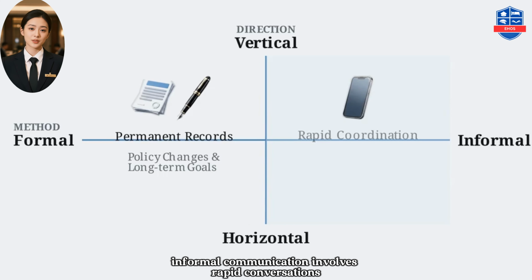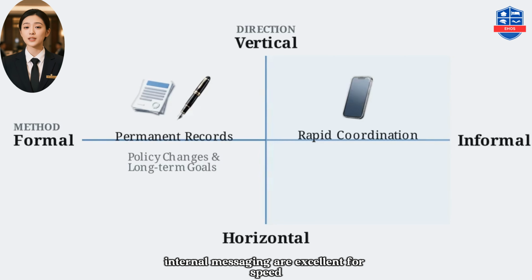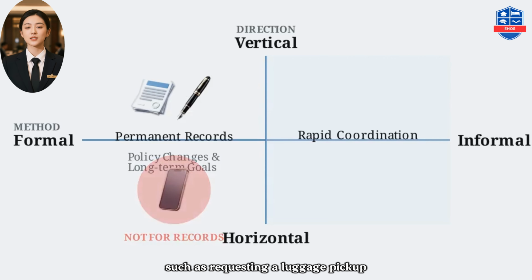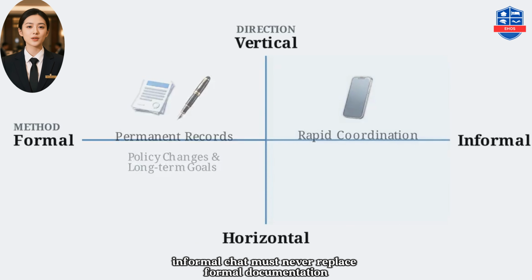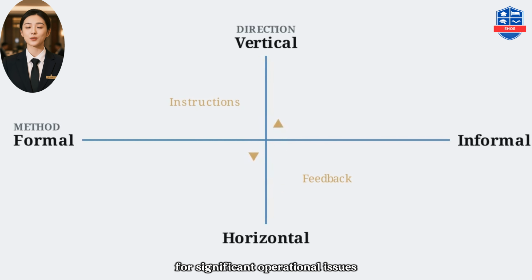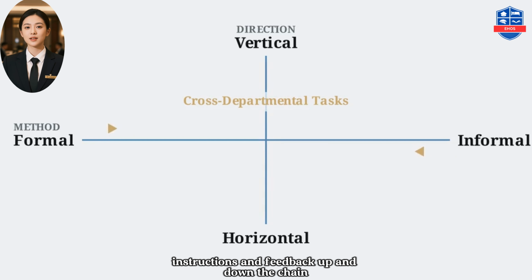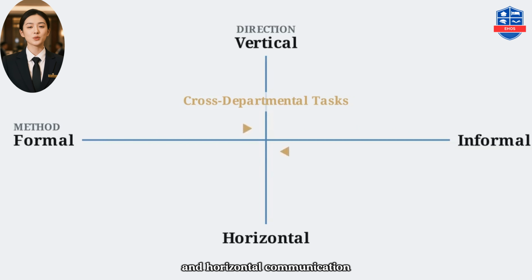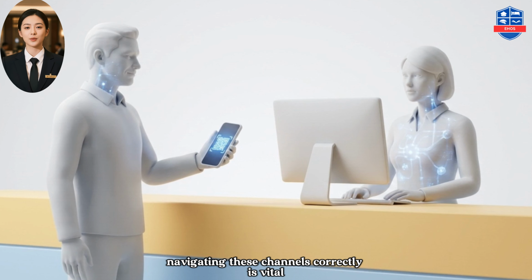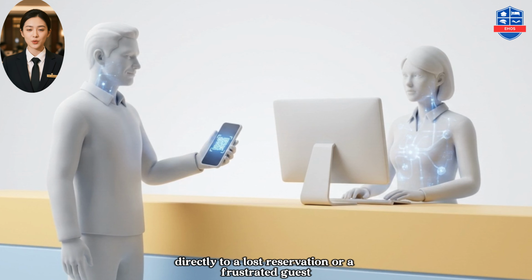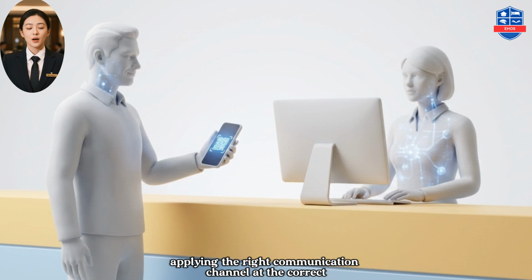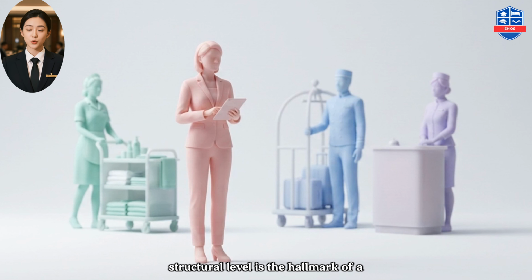Informal communication involves rapid conversations for small, immediate coordination tasks. While tools like internal messaging are excellent for speed, such as requesting a luggage pickup, informal chat must never replace formal documentation for significant operational issues. We also distinguish between vertical communication, which carries instructions and feedback up and down the chain, and horizontal communication, used for cross-departmental tasks. Navigating these channels correctly is vital. A misunderstood message can lead directly to a lost reservation or a frustrated guest. Applying the right communication channel at the correct structural level is the hallmark of a successful hospitality communicator.